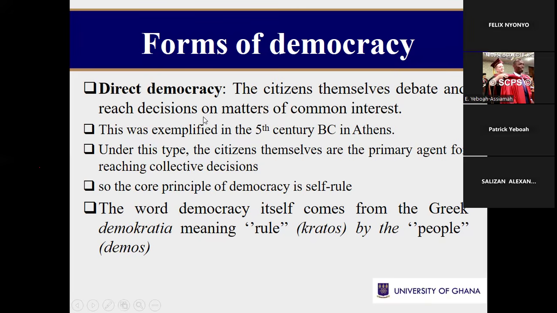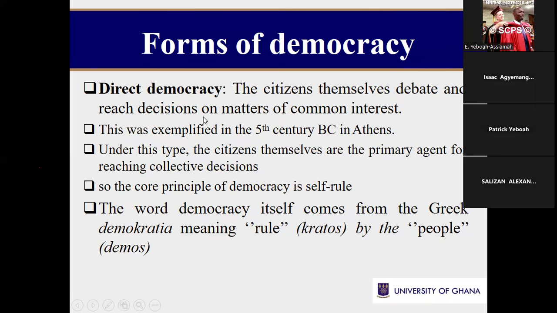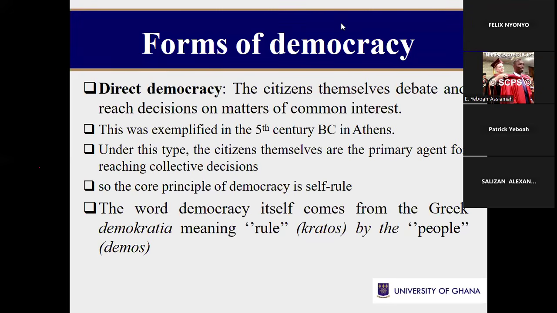So we have direct democracy, the one that was practiced in Athens, Greece. The citizens themselves debated and reached decisions that were in their common interest. In Athens, the citizens were the primary agent for reaching all decisions. The word democracy is from the Greek demokratia. Demos means the people, and kratos means rule or power. So in short, it means rule by the people themselves, or power to the people.